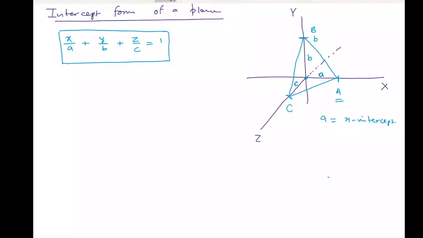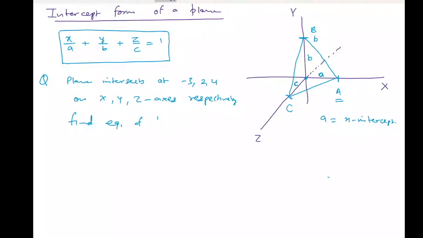Okay, let's take a question. Let's say a plane intersects at -3, 2, 4 on x-axis, y-axis, z-axis respectively. Find the equation of plane.